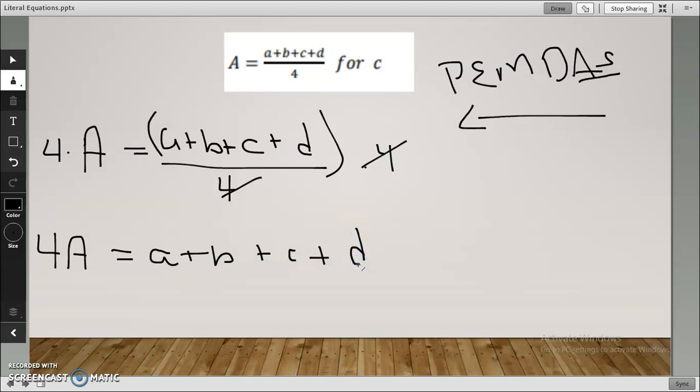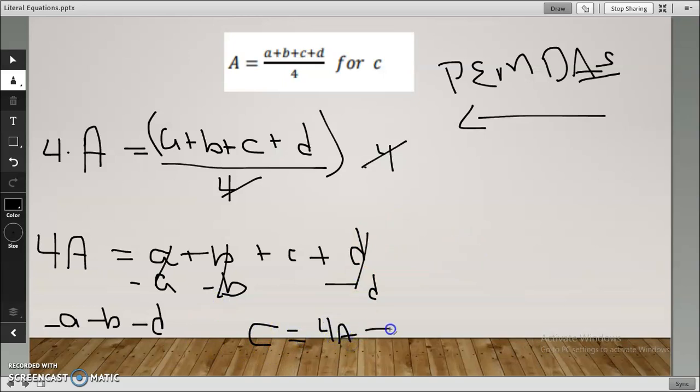I'm going to do all of mine in one step. I know the next thing is I have some addition. So the opposite of that would be to subtract d, subtract b, and subtract a. Whatever I do to one side, I have to do to the other. So that's going to be subtract a, subtract b, and I'm running out of space, I apologize, and subtract d. So they cross out on this side, and I get c is equal to 4 capital A minus a minus b minus d.